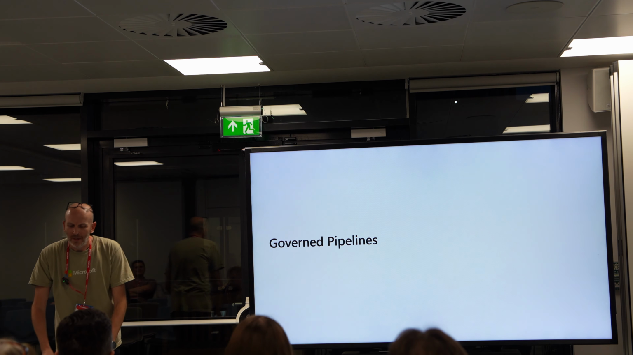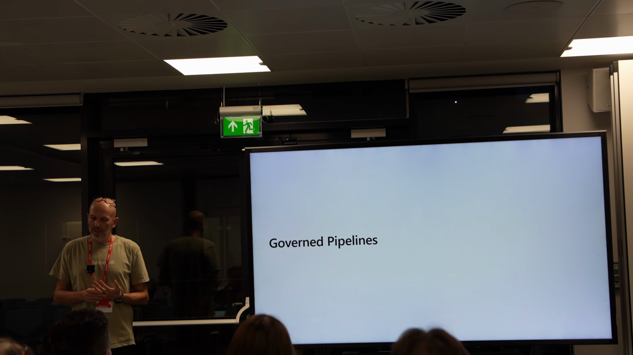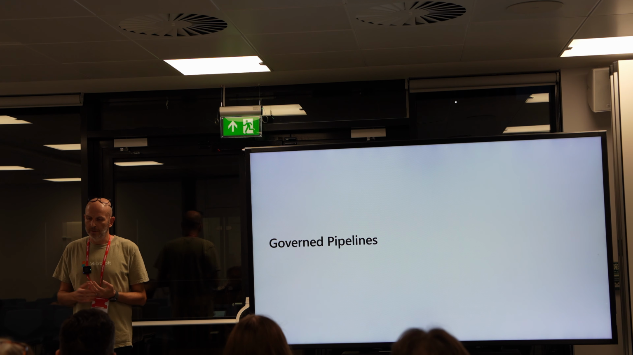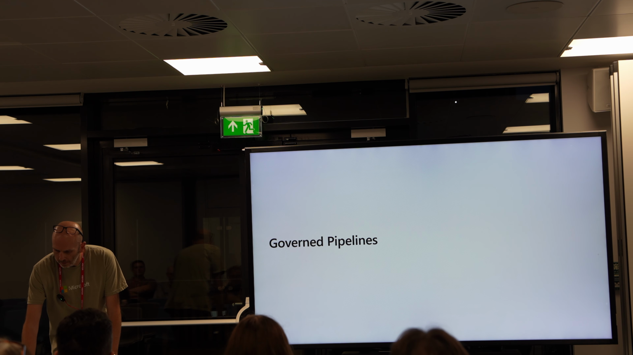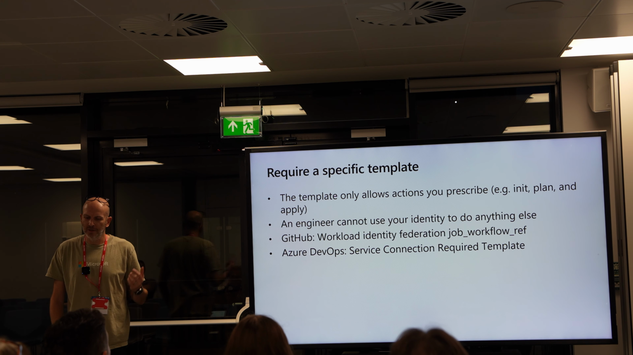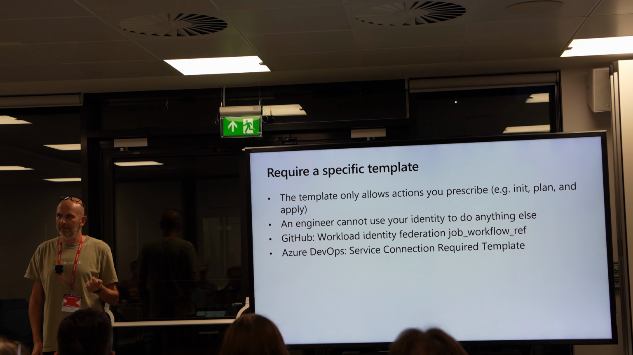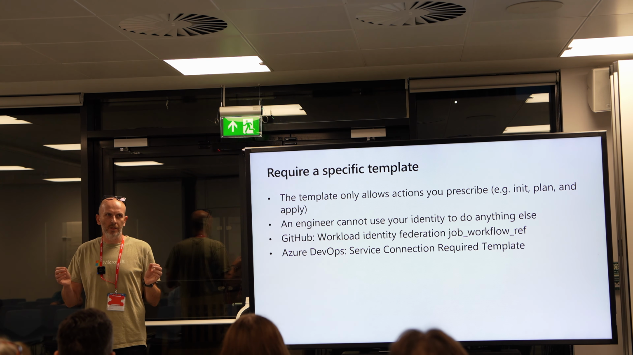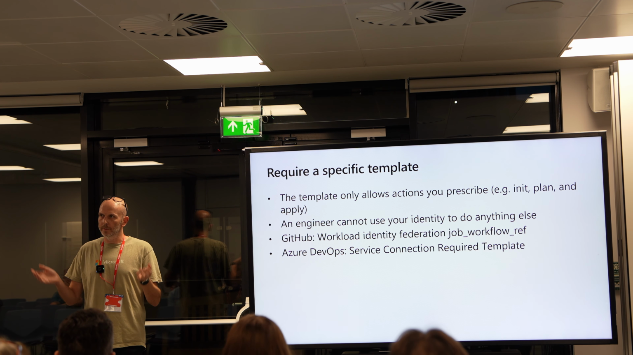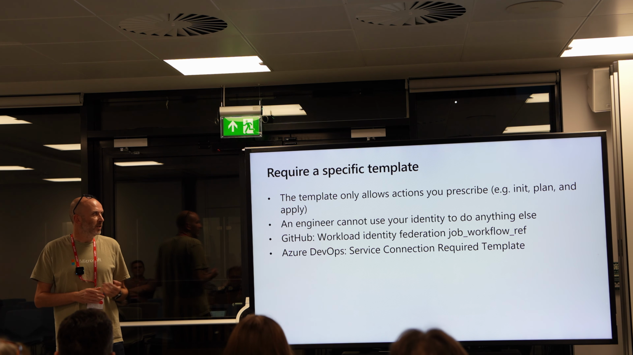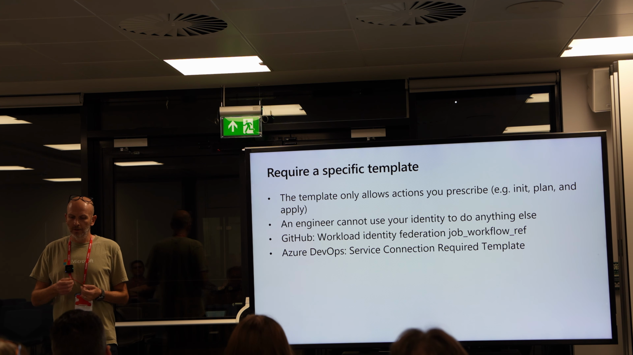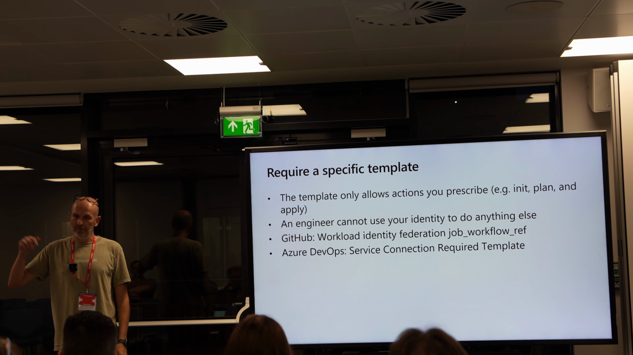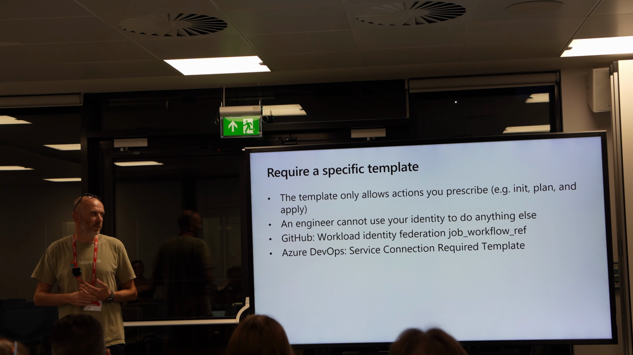Okay. So another thing we do and recommend to certain customers, it doesn't suit every customer, is a concept of governed pipelines. So what do I mean by that? I've mentioned this already a little bit, but requiring a specific template. In GitHub and Azure DevOps, there's a concept of templates. You can build your pipeline based off reusable templates. You can specify that in order to use this identity, you have to use this template. You can do that in both systems, basically.